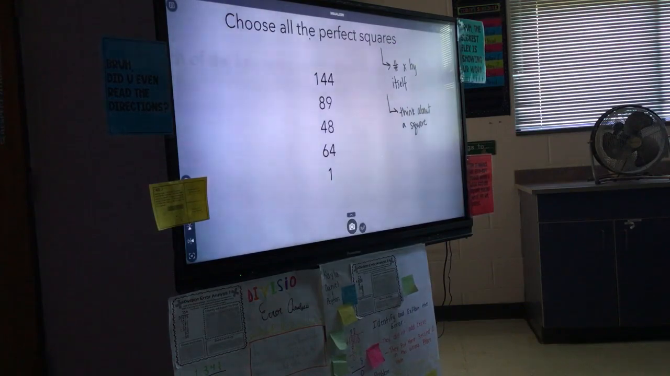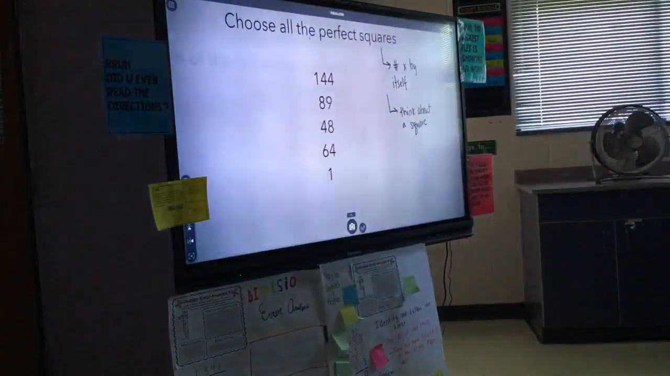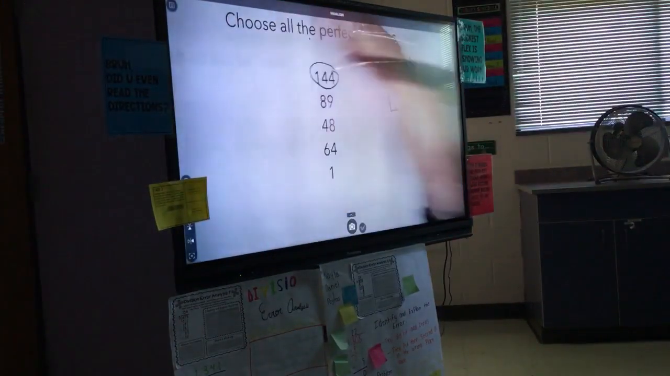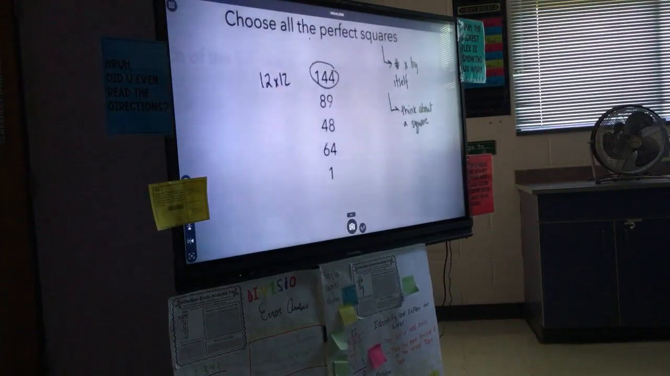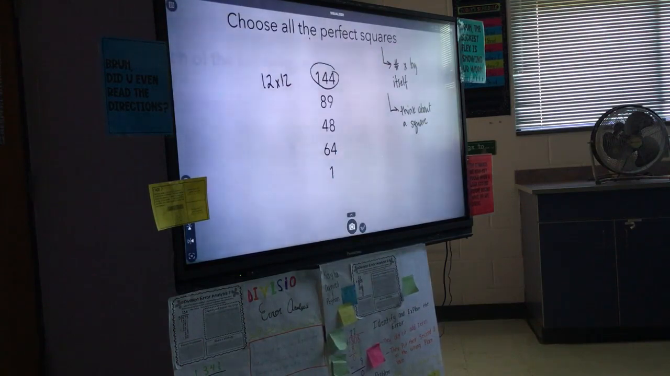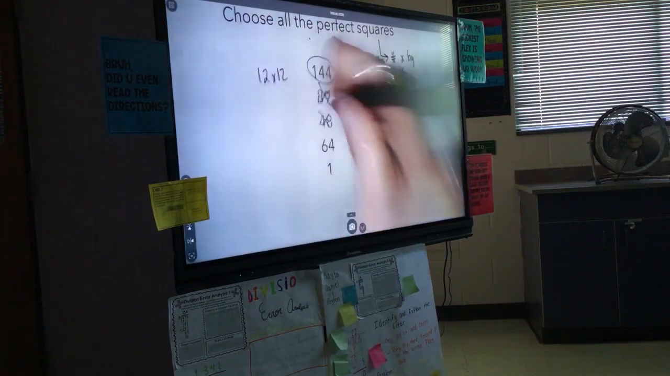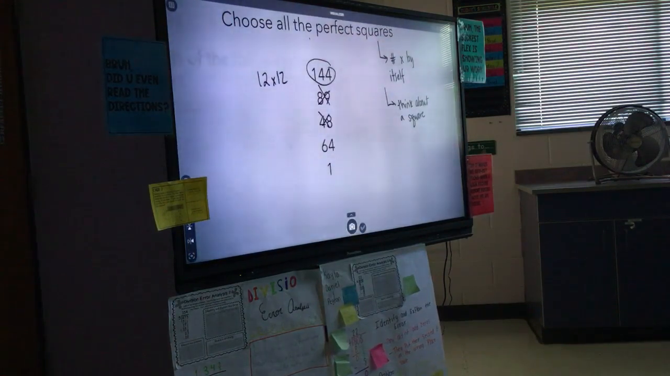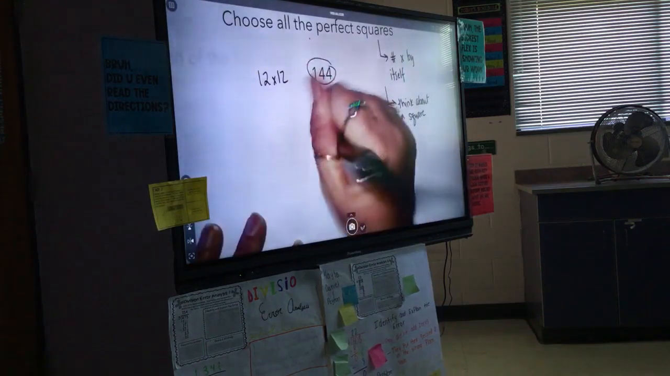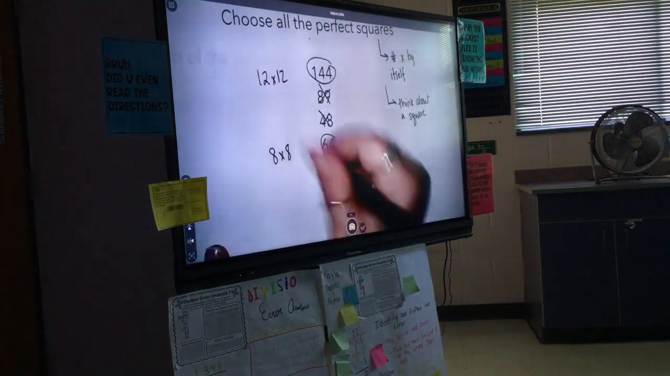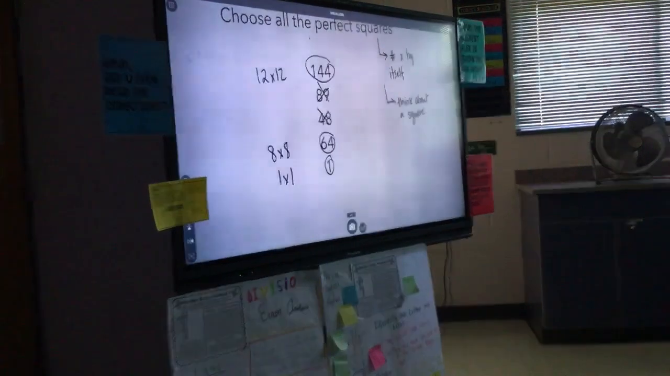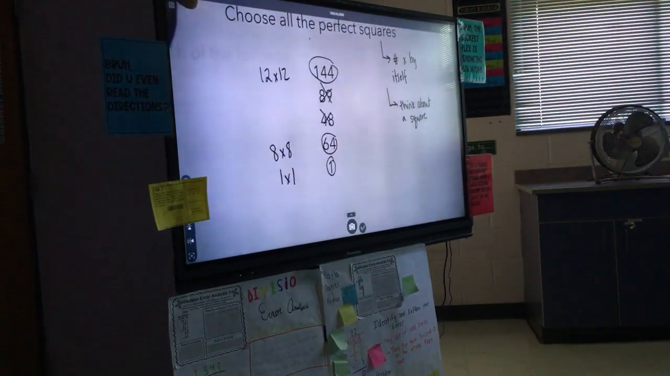All right, so for the most part, we got these. First one, thumbs up if that's a perfect square. 144. All right, what do we multiply? 89, no? Why not? There's nothing that we can multiply by itself to get 89. What about 48? That's an even number, so it's got to be a perfect square. No? Why not? So having an even number doesn't always determine if it's a perfect square. Interesting. What about 64? Yes. Tell me, what do we multiply? What about 1? 1 is a perfect square because you multiply 1 times 1. Do not forget that. Hint, hint, wink, wink. You might see that again tomorrow. All right, next one.